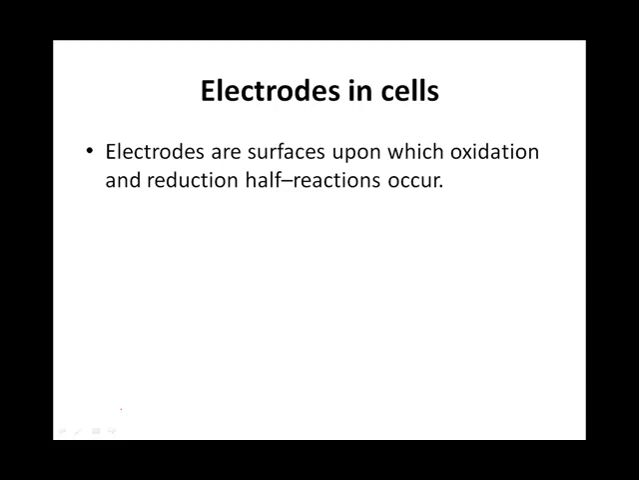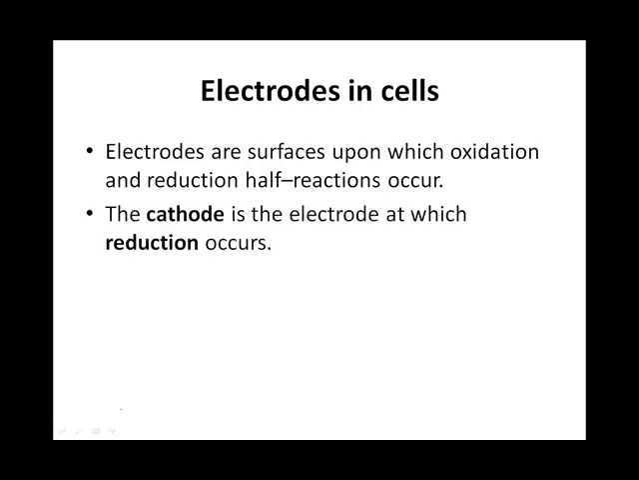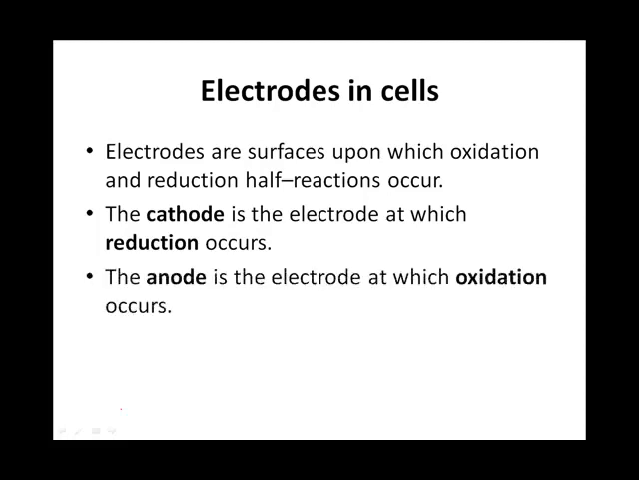Electrodes in cells are the surfaces upon which oxidation and reduction half reactions occur. The cathode is the electrode at which reduction occurs, and the anode is the electrode at which oxidation occurs.